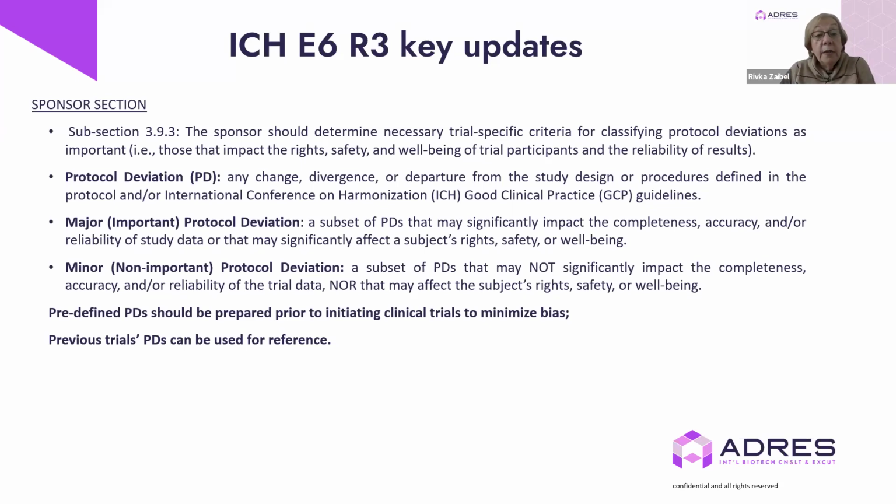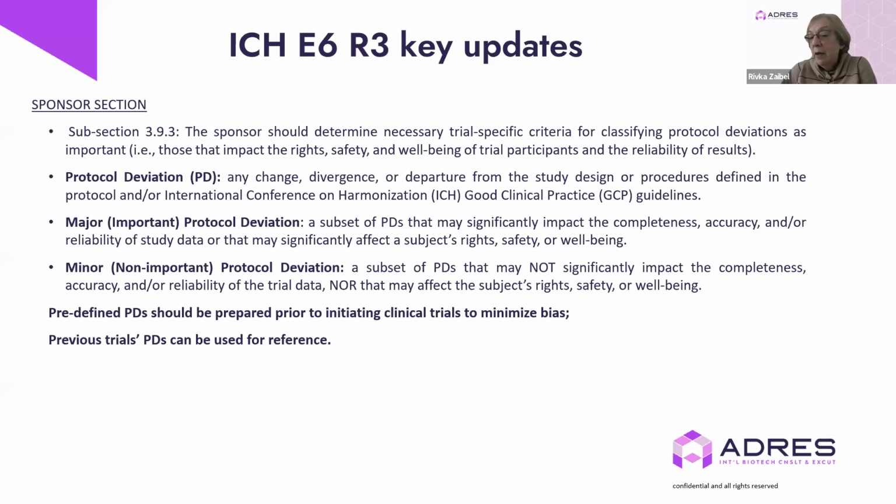Protocol deviations are any change, divergence, or departure from the study design or procedures defined in the protocol and/or International Conference on Harmonization GCP guidelines. A major or important protocol deviation is a subset of PDs that may significantly impact the completeness, accuracy, and/or reliability of study data, or that may significantly affect a subject's right, safety, or well-being. And we will see some examples of that.